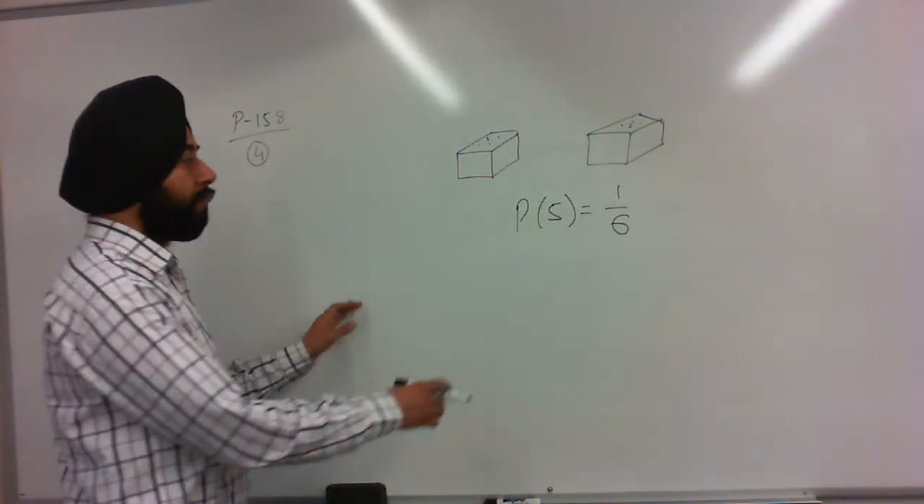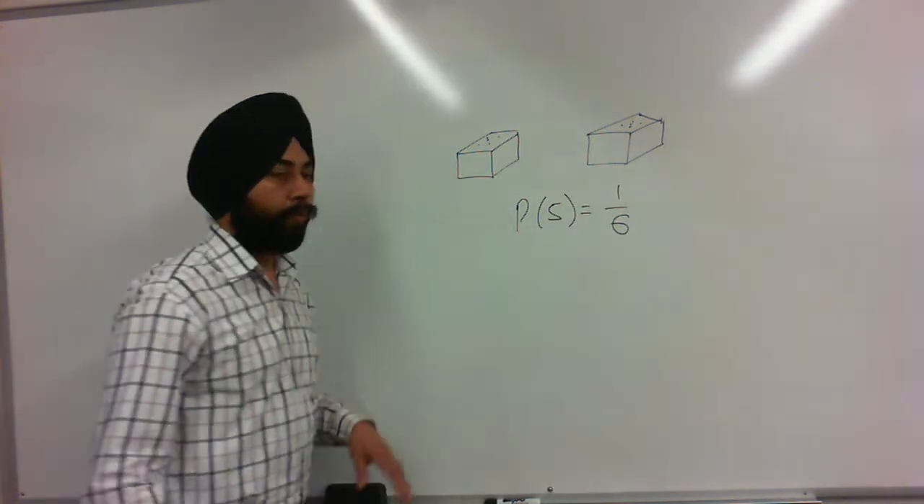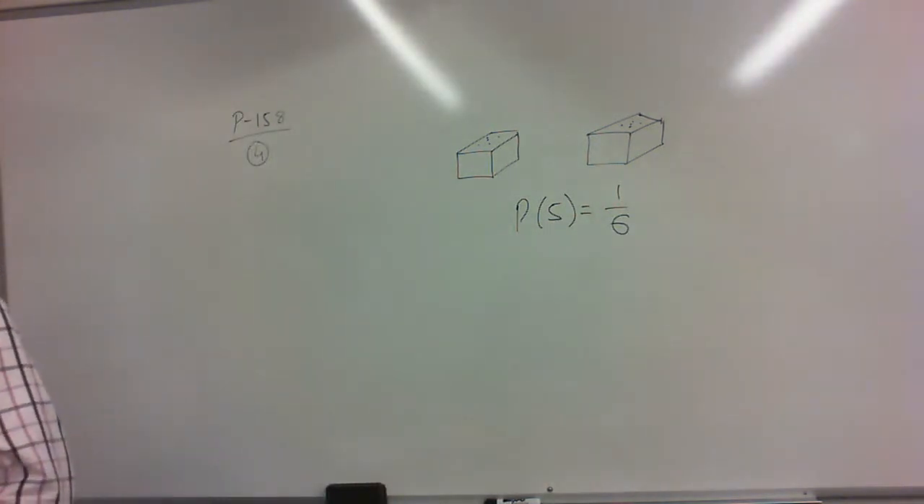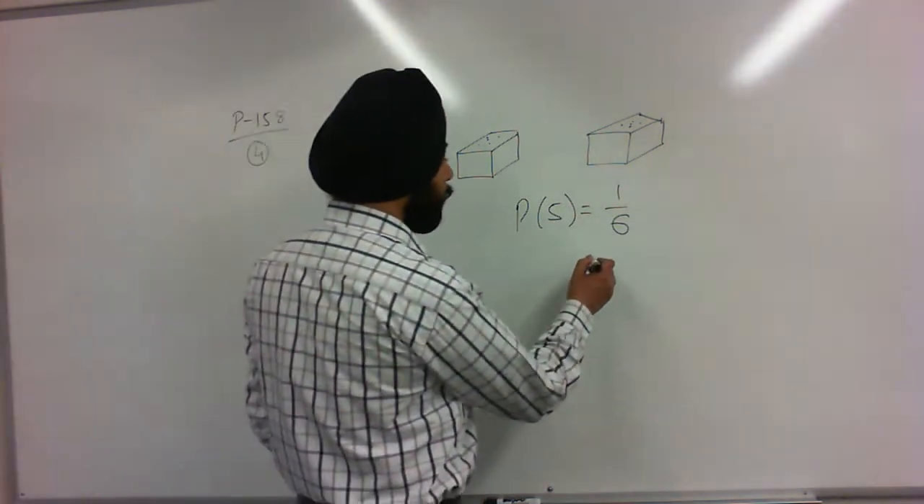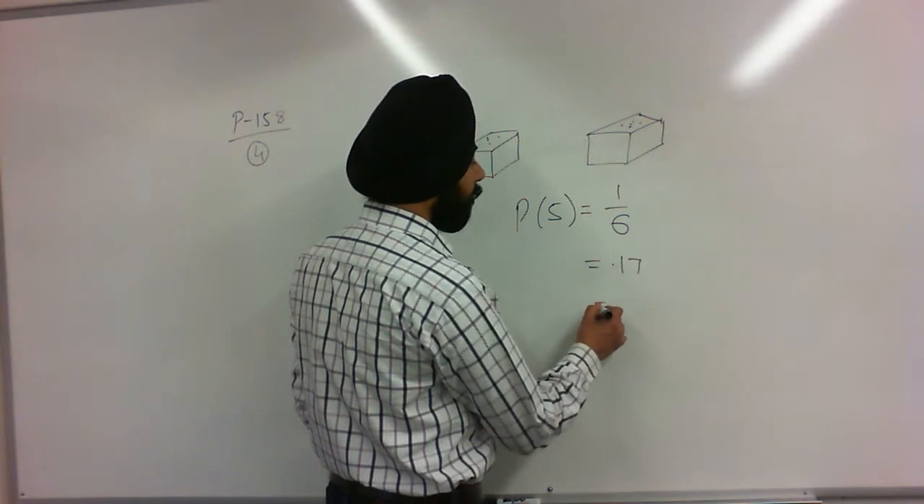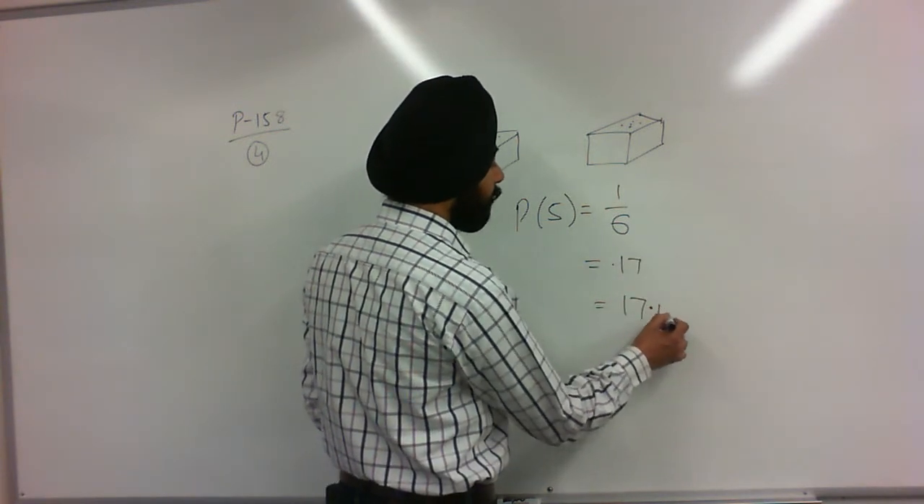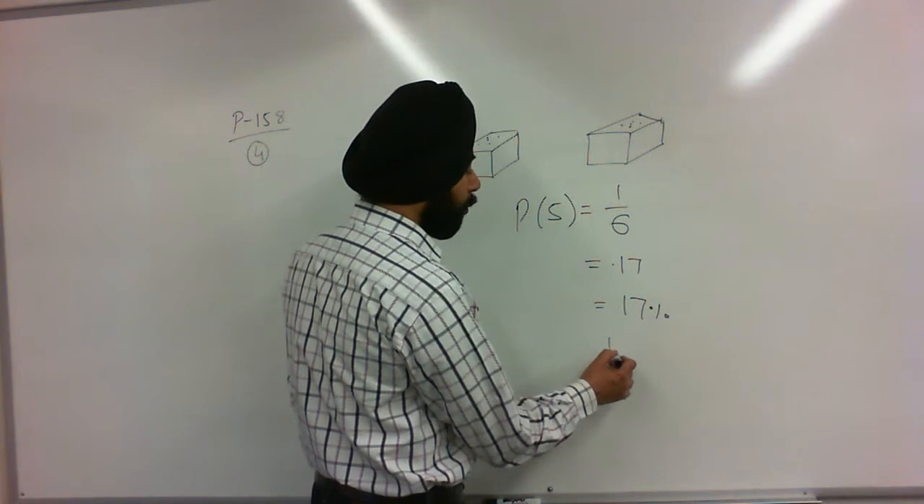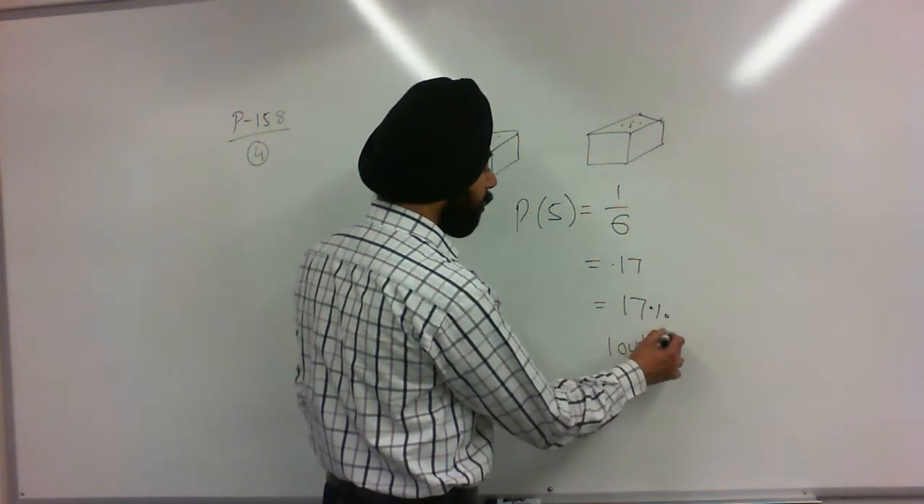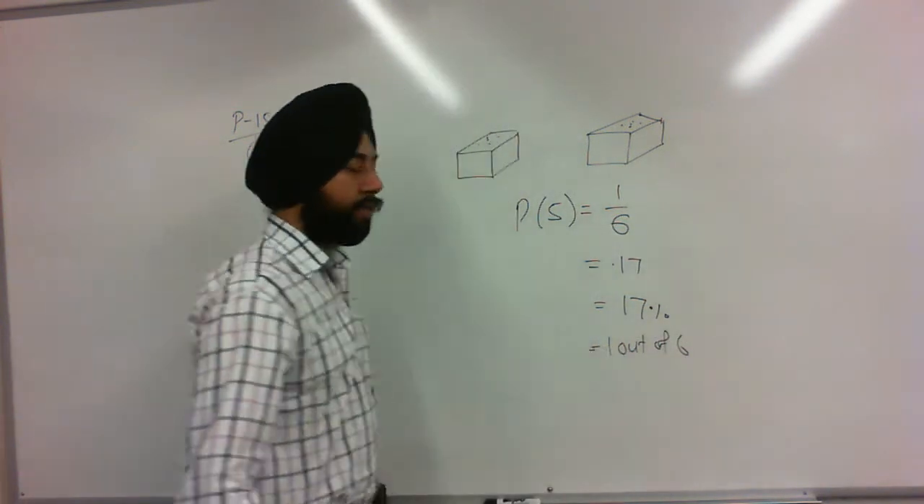So getting a 5 has this probability, 1 out of 6. And then you can write it as a decimal, which is 0.17. You can write it as a percent, which is 17%, or you can write it as 1 out of 6. They are all the same answers.